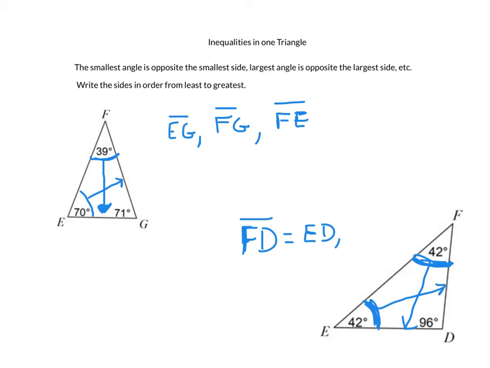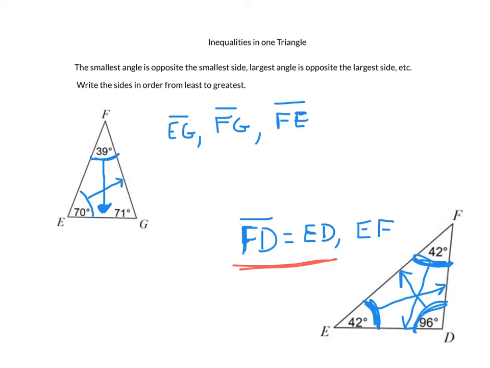That's why I listed them first. And then I have one more side. It's opposite the 96, which is EF. So that would be the last in my list. All right, so just notice how I did state that these two are equal to each other. And then the EF is tagged on afterwards because it's the biggest one.